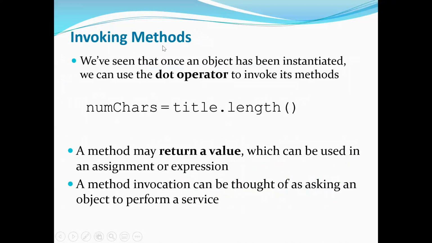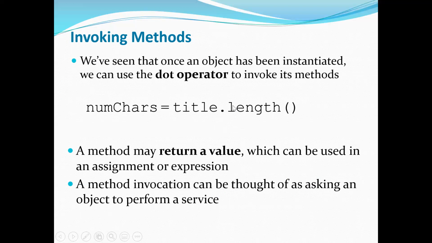Now, how do we invoke methods? We have seen that once an object has been instantiated, we can use the dot operator to invoke its methods. For example, the String class has a lot of methods. So if I create an object and the object type is String, it means that object can use all the methods that belong to the String class, but it cannot use any method that doesn't belong to the String class.